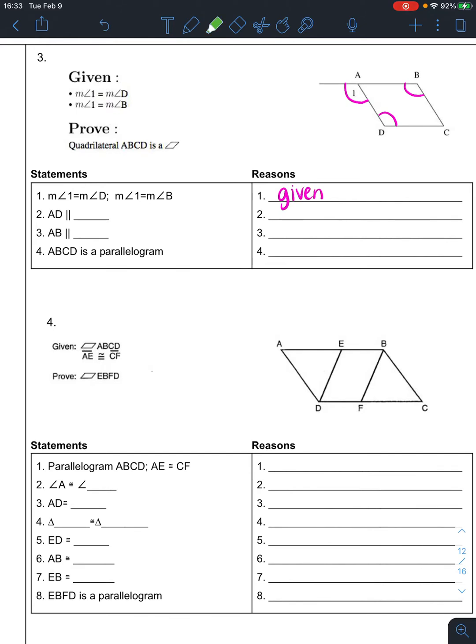So AD has to be parallel to BC. AD is parallel to BC, so I have to look at why. Why do I know that? Well, because angle 1 is congruent to angle B, and those are corresponding angles. So if corresponding angles are congruent, then lines are parallel.